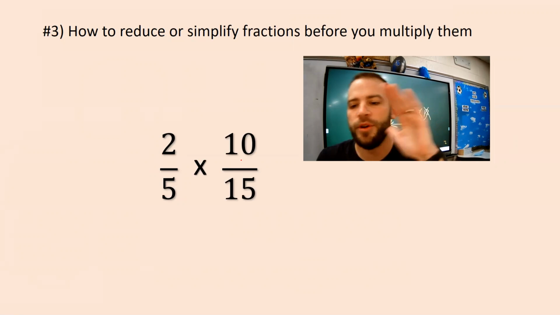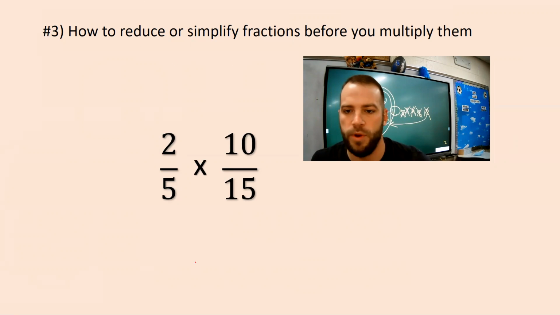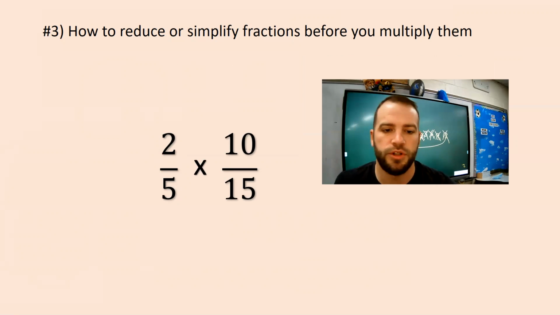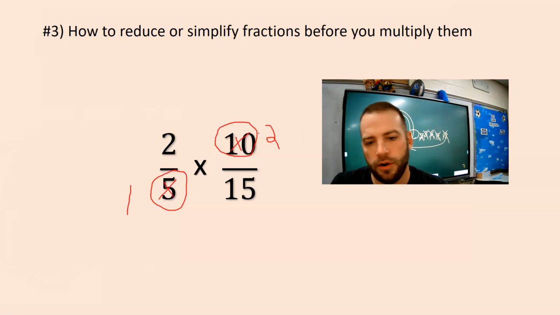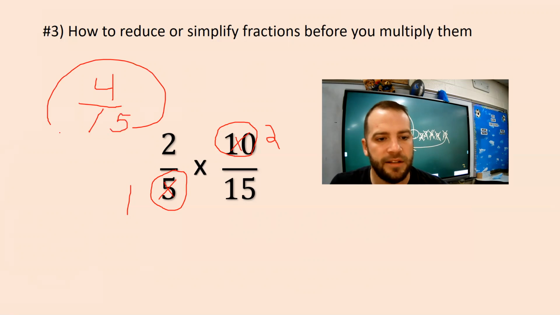All right, so now we're going to reduce before we multiply. We're going to reduce before we multiply. Okay, check this out. I can reduce both of these by 5s. I could turn that into a 1, and I could turn that into a 2. Now, can I reduce these? No. Can I reduce these? No. So I multiply across. The answer is 4/15. And that is already simplified.